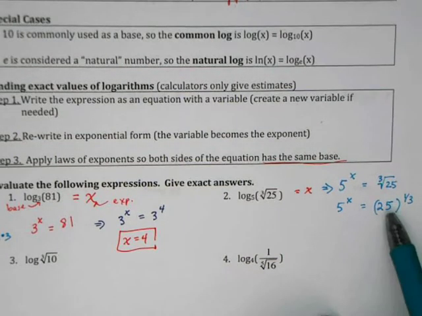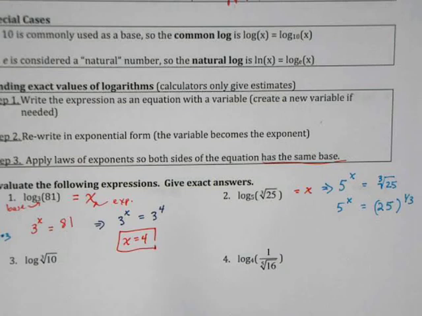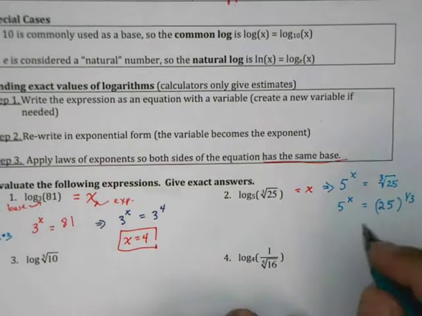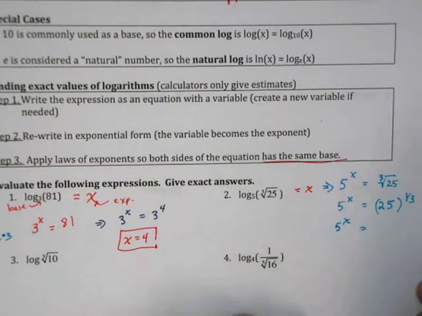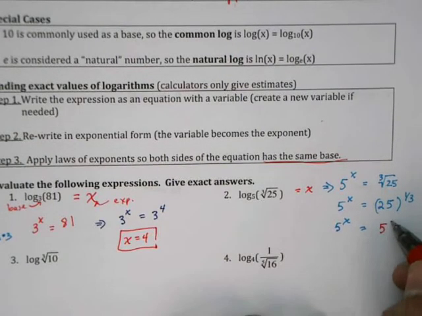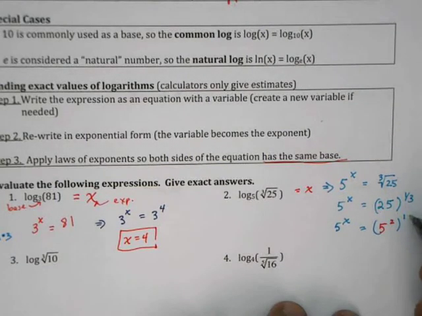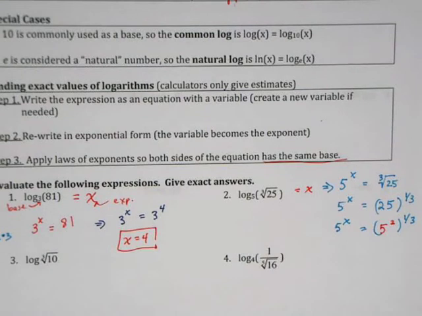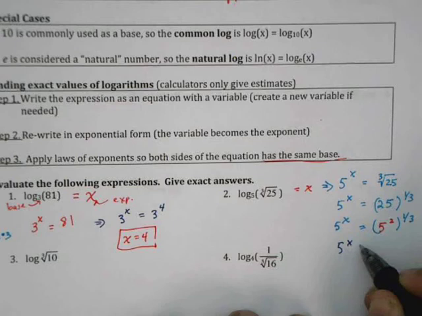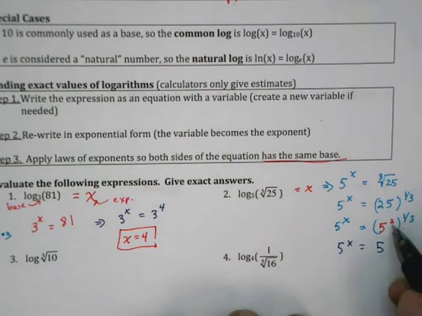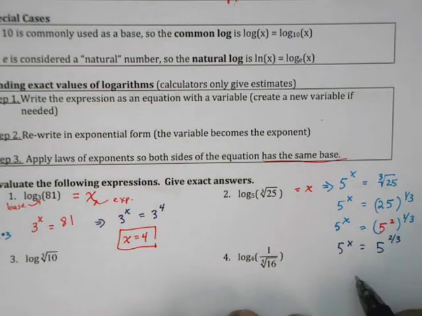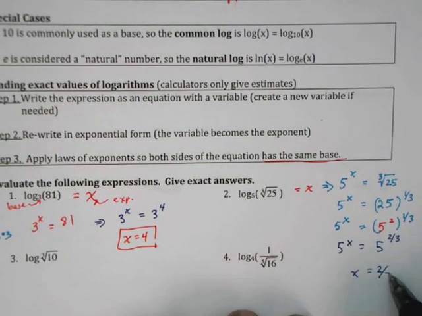And I want to change this base to be equal to 5. So now we can rewrite this again. 5 to the x is equal to 25 is just 5 squared, raised to the 1/3. So now I have 5 to the x equals 5 to the 2/3, and we're going to multiply this out. 2 times 1/3 is 2/3, and that means that x has to be equal to 2/3.